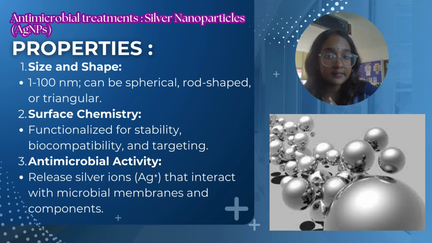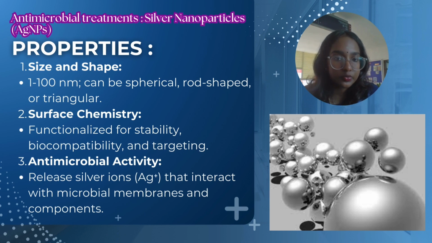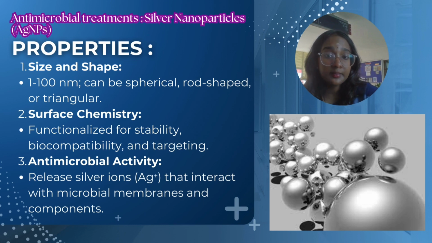What is the surface chemistry of this structure? The surface of AgNPs can be functionalized with various groups to improve their stability, biocompatibility, and targeting efficiency. AgNPs exhibit strong antimicrobial properties due to their ability to release silver ions, which is Ag+, which interact with microbial cell membranes and intracellular components.